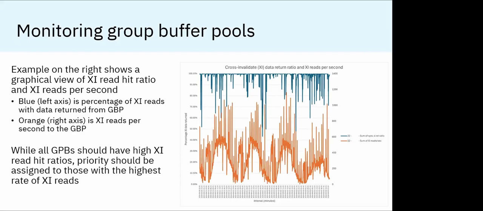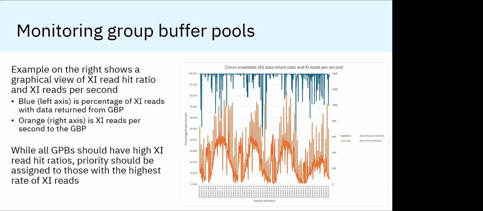All right, more on monitoring group buffer pools. So this chart was taken from Excel. We used SMF data, put it into a CSV file, and created pivot charts to look more closely at the data. In this example, we have cross invalidate data return ratio, and then the XI reads per second. The blue is the percentage of XI reads with data returned from a group buffer pool, and the orange is XI reads per second to the group buffer pool. And this is showing an example of good read hit ratios.